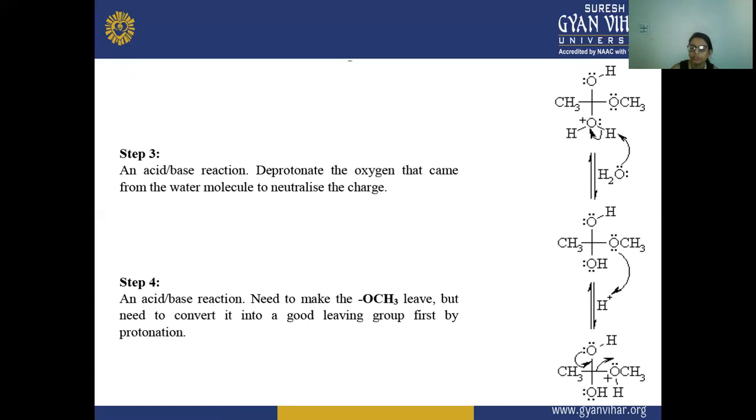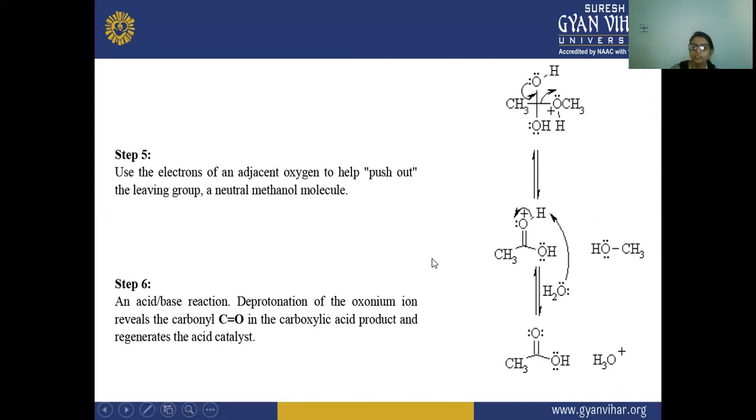There is a protonation on this oxygen atom, and there is a removal of this, and a formation of this bond. Now in the fifth step, you will see here when this O is protonated, it uses the electrons of an adjacent oxygen to help push out the leaving group, a neutral methanol molecule. So here the electrons of this oxygen atom are pushed out, and there is a removal of this methanol molecule from here. Neutral methanol molecule will remove out from here.